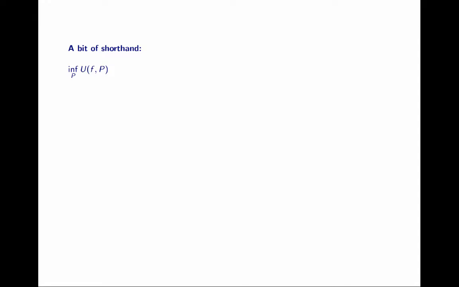Some more shorthand. When I say the infimum of all upper sums of f over all partitions, I'll write it this way. So that means, again, of every upper sum over every possible partition, I want the infimum. Now, we can think in our minds the smallest upper sum, even though it's possible, probable even, that that's like thinking the smallest number in the open interval 0 to 1. Of course, there isn't a smallest number in the open interval 0 to 1, but there is an infimum, 0, the greatest lower bound.